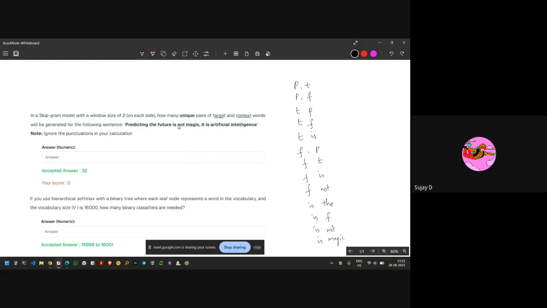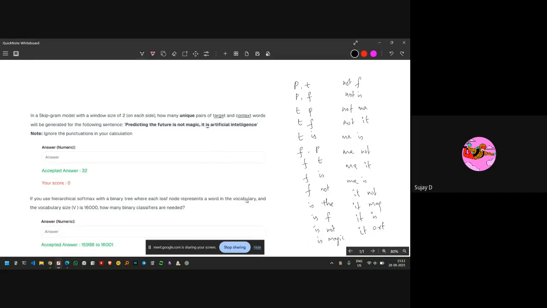Future is, not is, magic. Okay, for not: not future, not is, not magic, not it. Then for magic: magic is, magic not, magic it. Next for it: it not, it magic, it is, it artificial.